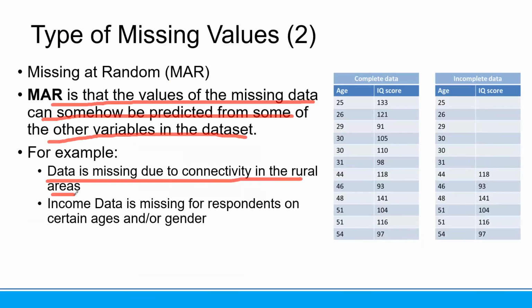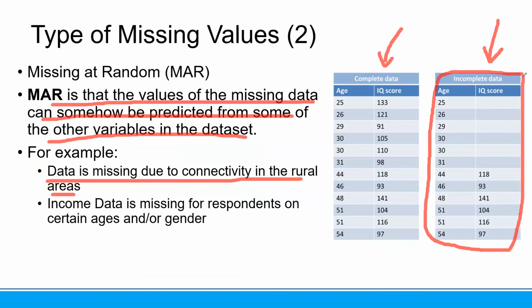If you look at this table, let's say I have this complete data, and then this is the incomplete data. Can you see what the patterns of the incomplete data are? Is there any particular pattern here? Is there any particular pattern why the data are missing?